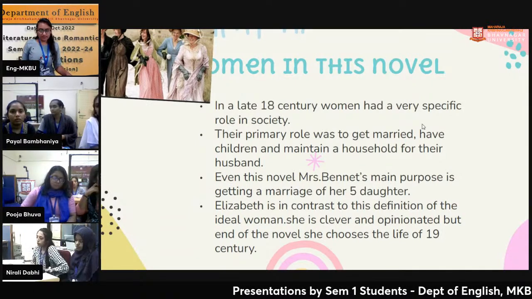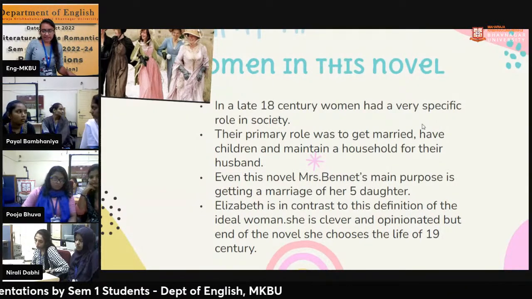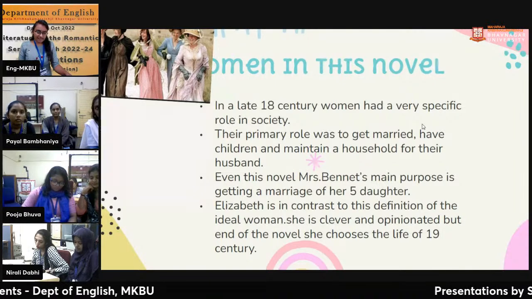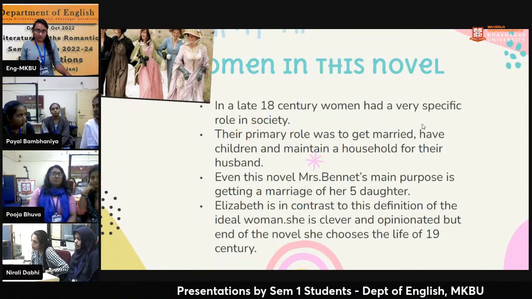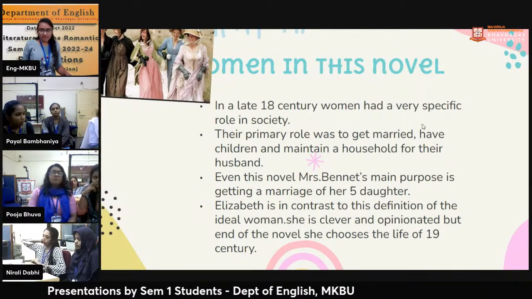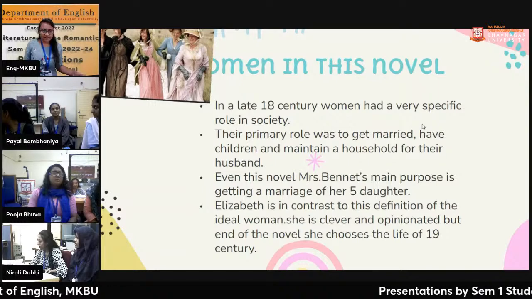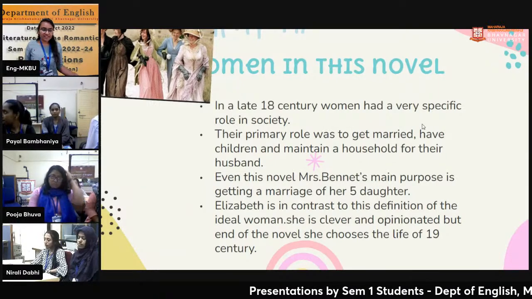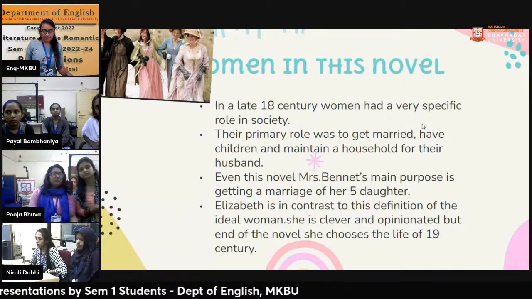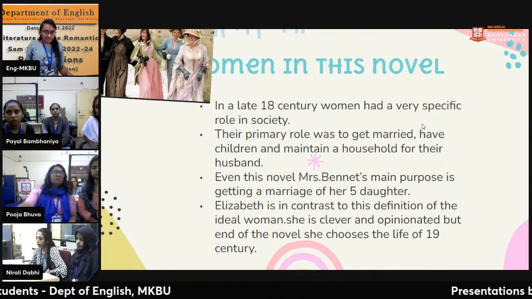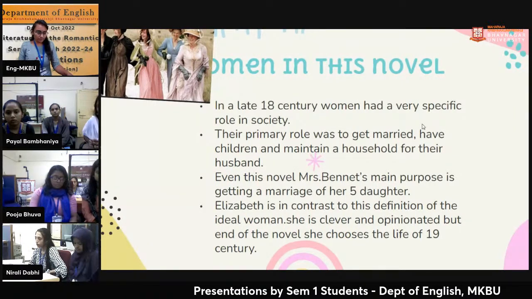In this novel, Mrs. Bennet's main purpose is to get her four daughters married and settled. In our Indian law, girls should get married at 18 years old. If a girl passes 18 years and gets old, that's a problem for society and family. Even in this novel, Mrs. Bennet's main purpose is getting her five daughters married.